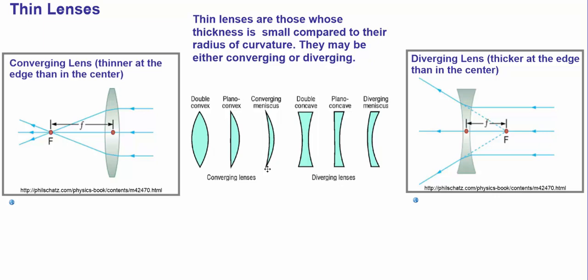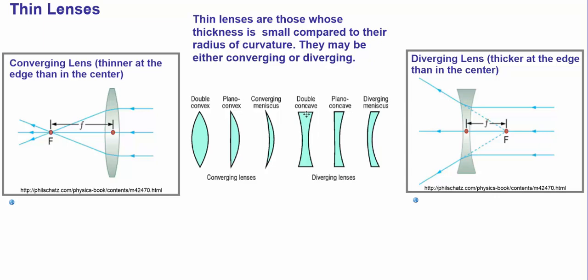For example, let's look at this converging meniscus. If you follow the rules, it's pretty straightforward. It's going to be thinner at the edge than it is in the center, so this must be converging. But if you try to remember what a converging lens looks like, this might not be what you pick because it doesn't quite look like what you might typically see drawn in a textbook or used in a lab. Same thing's true for your diverging, if not more so.